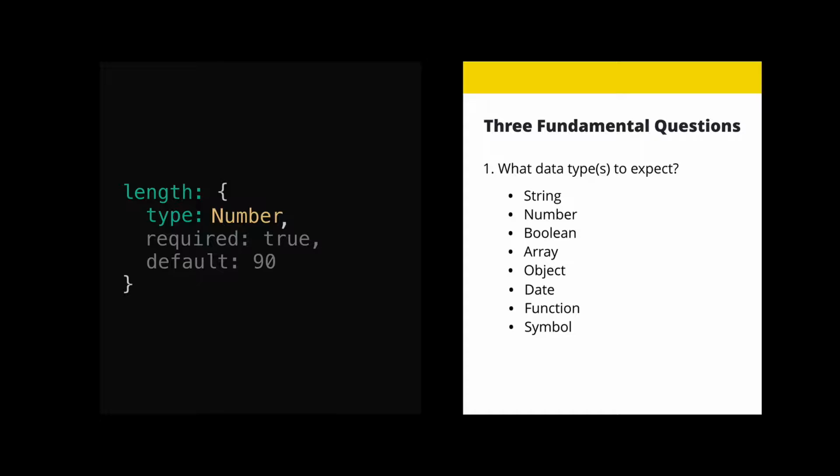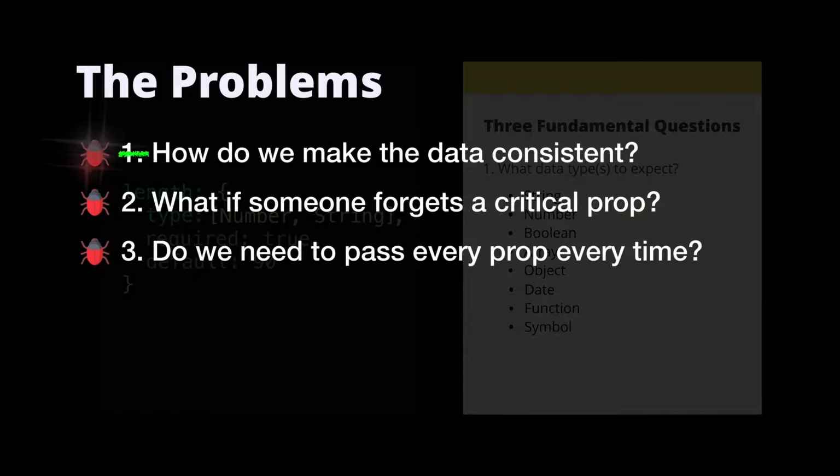But what happens if we have a requirement where we need to be able to provide a custom format to the movie length? Wouldn't it be nice if it could accept a string as well? You might notice in the question that I mentioned data types and not just the singular data type. That's because you can actually provide multiple data types to your prop by simply defining it with an array. Our length now takes a number and string as possible data types. And with that, we've taken care of the first problem of making our data consistent.